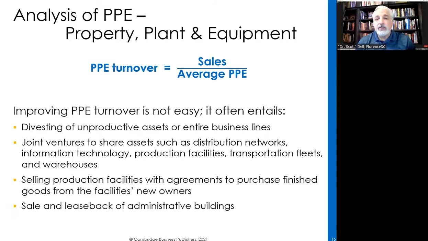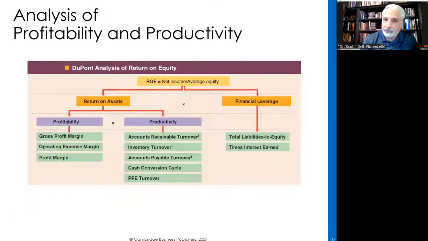Property, plant, and equipment, same idea. PPE turnover: sales, a new income statement item, over average PPE, property, plant, and equipment. Divesting of unproductive assets. We've got equipment that we don't use, or buildings that are not used. We've got to get rid of them. There are joint ventures. There are sale and leaseback opportunities. That's usually for taxes, or for owners who might want to cash out of the business and take a lease back on the property, and somebody else takes over the business. So we've got the big analysis of profitability and productivity showing here.